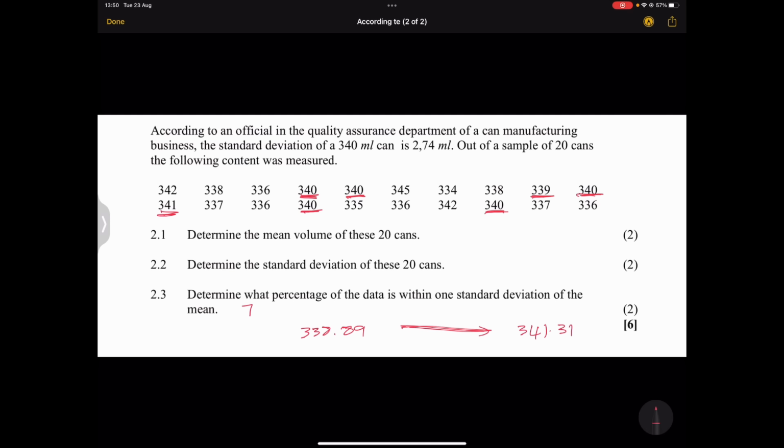Okay. They said determine the percentage of the data. So in this case, remember, if I want it in percentage form, it means it's 7 out of 20 multiplied by 100. Okay. So just for you to keep in mind, that's going to give us 35%. Okay, so it means that 35% of our data is actually within 1 standard deviation from the mean. Okay, right, I hope that was clear.